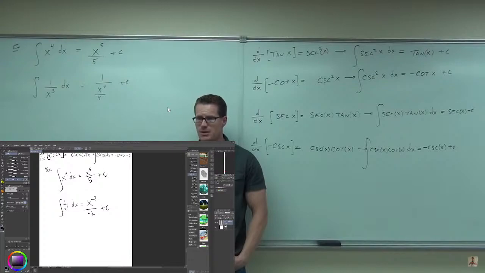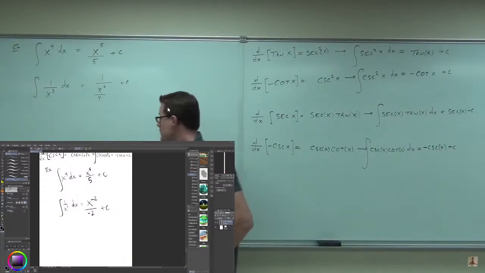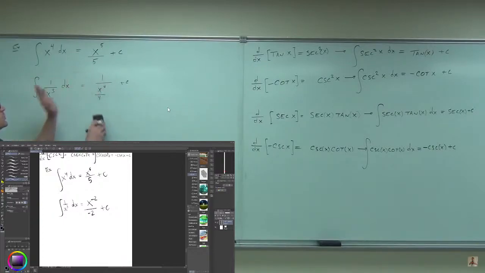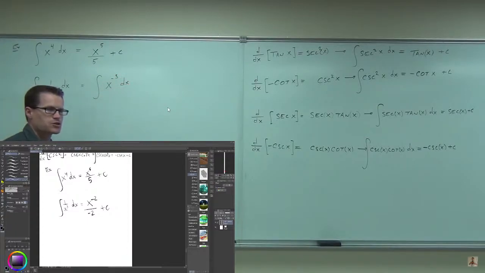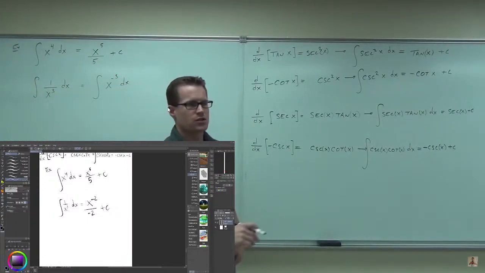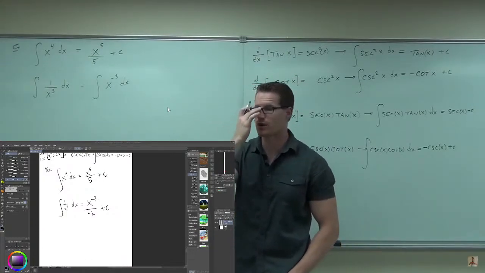I don't have anything in my table, nothing. There's nothing 1 over that. Is there? Make it a negative. Make it x to the negative 3. That would fit my table. Yes. Make it fit your table. That's what you gotta do. So x to the negative 3, hey, now we have x to some power. Now we can do it.